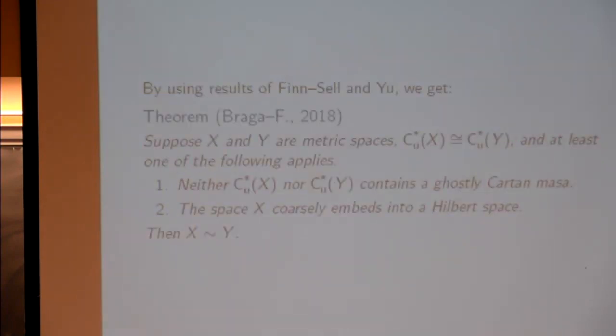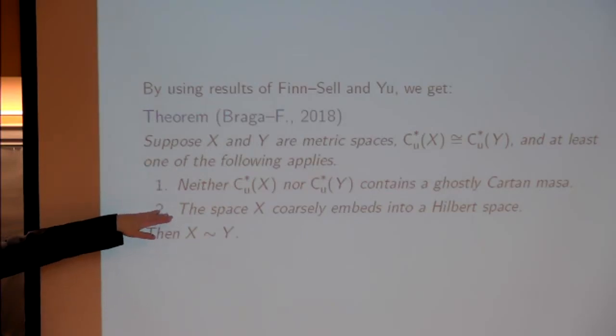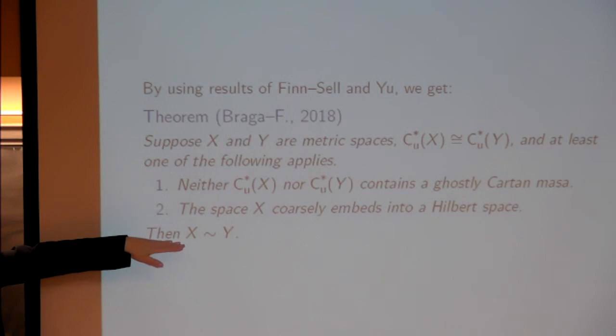Okay, so let me now wrap up this part of the talk. If we have metric spaces X and Y, and neither one of the algebras contains a ghostly Cartan masa, or one of those spaces coarsely embeds into a Hilbert space. I never defined what this means, but you can guess. Basically, it's coarsely equivalent to a subspace of Hilbert space. And now, if you think, what do you mean? Of course, every subspace of Hilbert space is a Hilbert space. Well, I'm talking about metric subspaces here, not Banach subspaces. Then X and Y are coarsely equivalent.